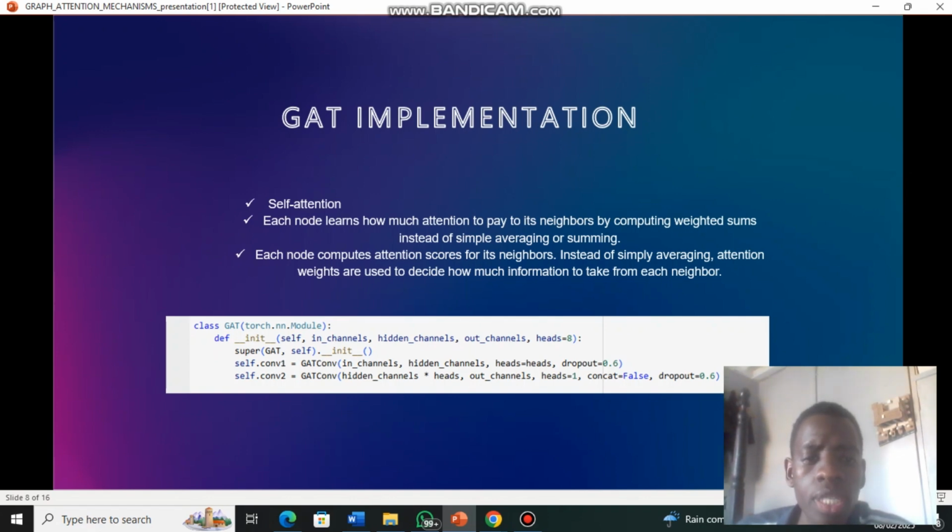It is also implemented as a PyTorch module. It has two layers, the first layer, which is conv1, and then conv2. The conv1 layer takes the input features and then transforms them using the 8 attention heads, and then the second layer combines the features from all the heads into the final output. It also includes dropout, which is 0.6 for regularization, to prevent overfitting.